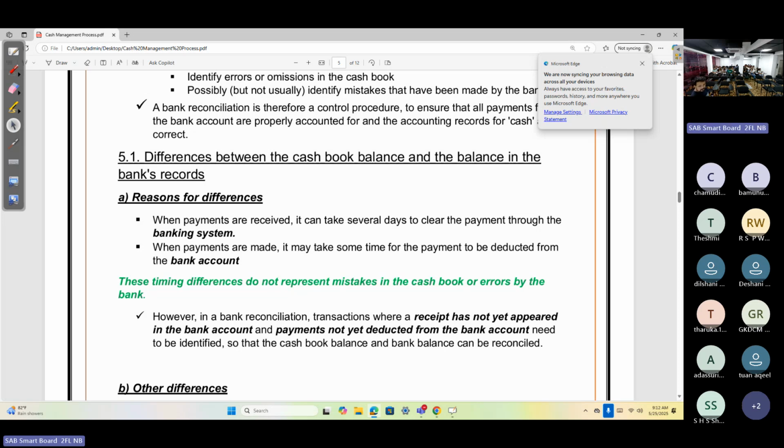Differences between cash book balance and bank balance. When payments are received, it can take several days to clear the payment through the banking system. When payments are made, it may take some time for the payment to be deducted from the bank account. This is unpresented. This is unrealized. These timing differences do not represent mistakes or errors by the bank.